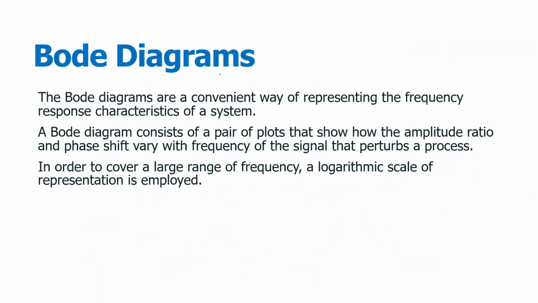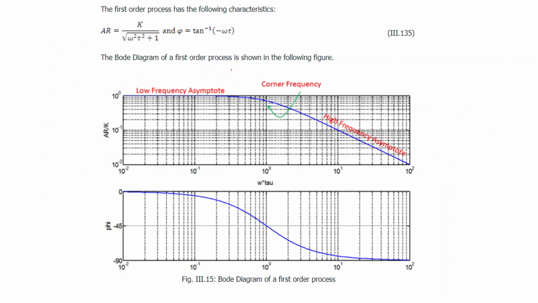Then the other way to analyze the response of any transfer function is via Bode diagrams. In a Bode diagram, we plot a graph between frequency, or we can also plot omega tau, on the x-axis, and on the y-axis we have the amplitude ratio upon the constant K. In the bottom graph, we have omega and omega tau versus the phase lag.